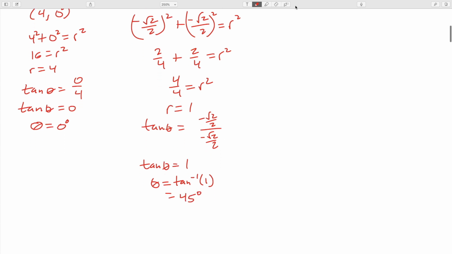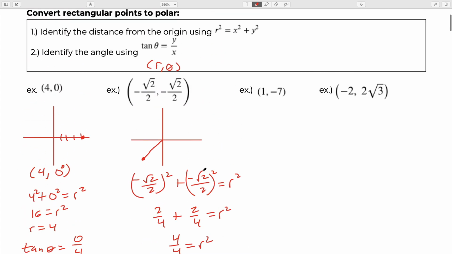Now, that's an issue. And actually, this one I just wanted to show you in case you forgot how I got 0. Remember, that's theta equals tangent inverse of 0, and theta equals 0 degrees. Well, that's a problem because, guys, where's 45 degrees? 45 degrees is over here. My angle is over there, right?